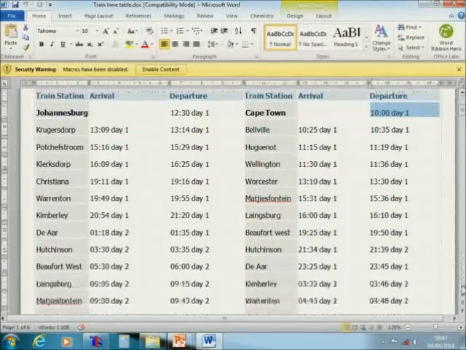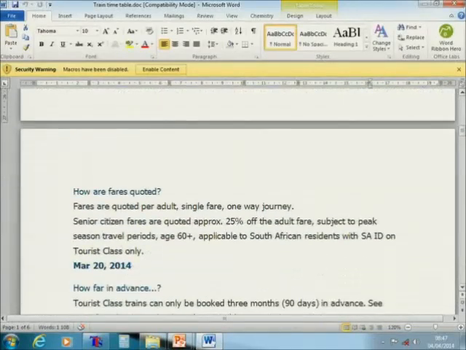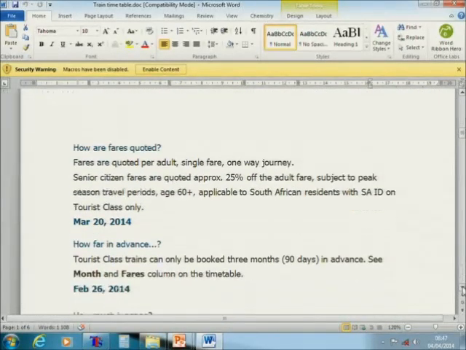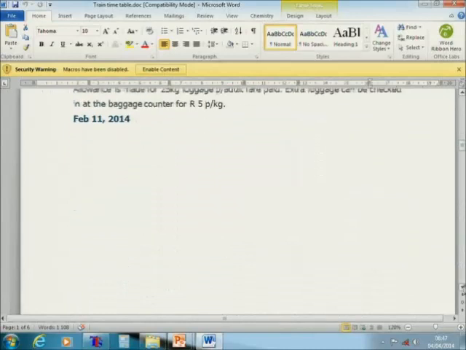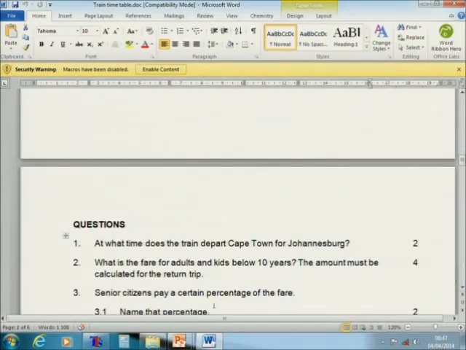The second one. I hope you are doing this with me. You are going through this with me while I'm busy with it, so that we can get used to the kind of questions that are being asked. The second one, what is the fare for adults and kids below 10 years? The amount must be calculated for the return trip.